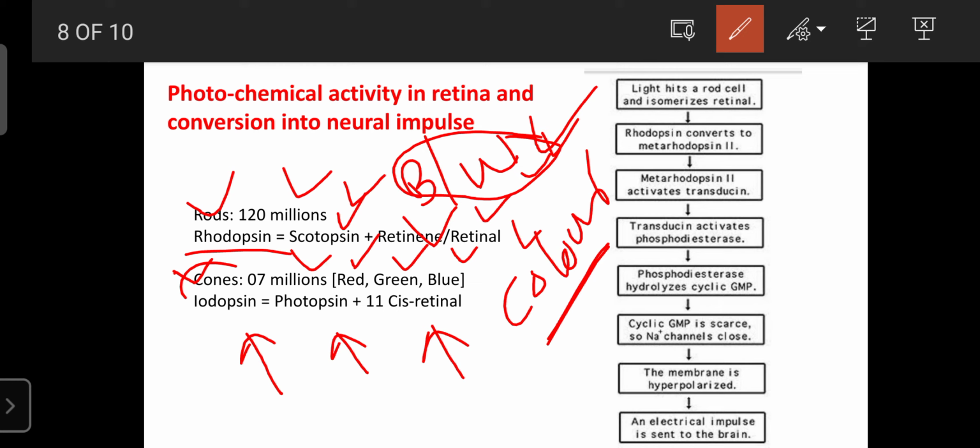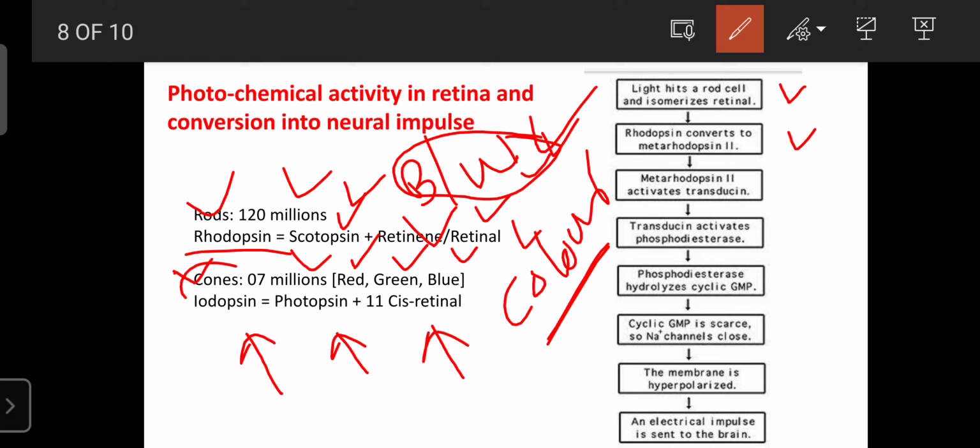So regarding the functions of rhodopsin: when light hits the rod cells, it isomerizes the retinal. These rod cells are present in the retina. So when light falls on the retina, the rod cells are activated. Similarly, the cones are also activated in the detection of color images, and the rhodopsin is converted into metarhodopsin II.